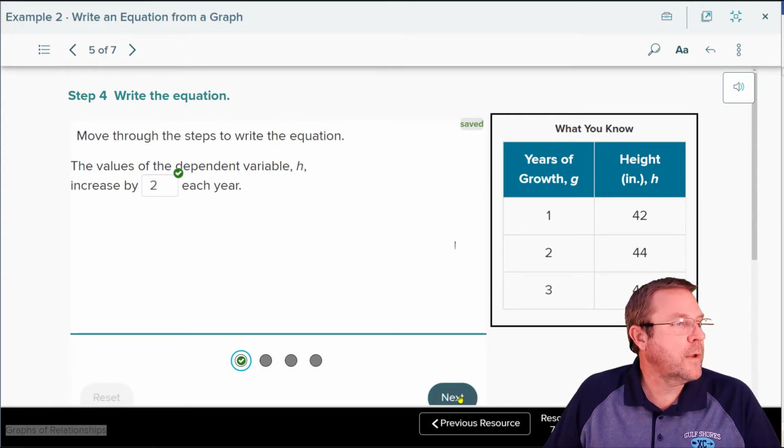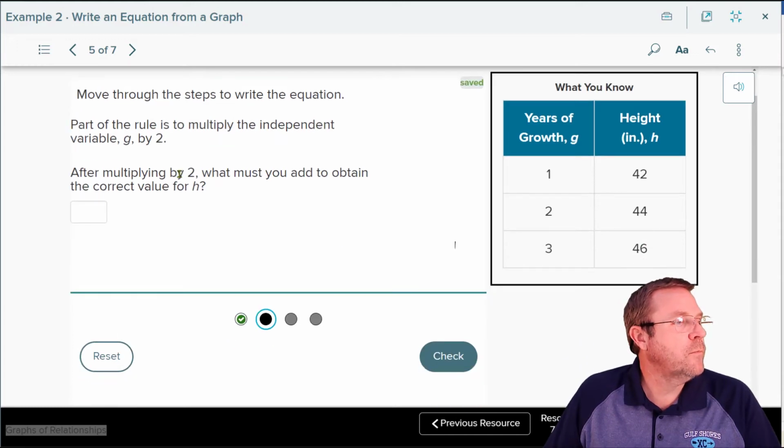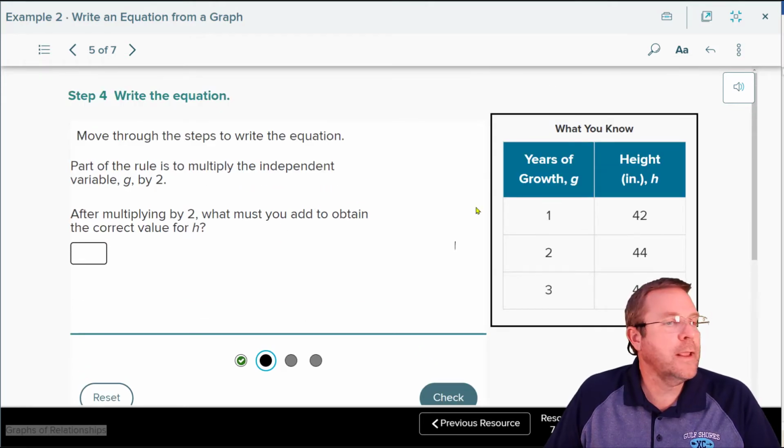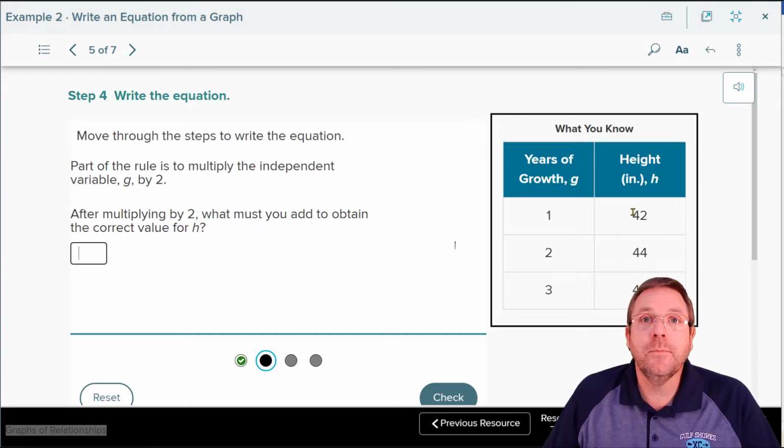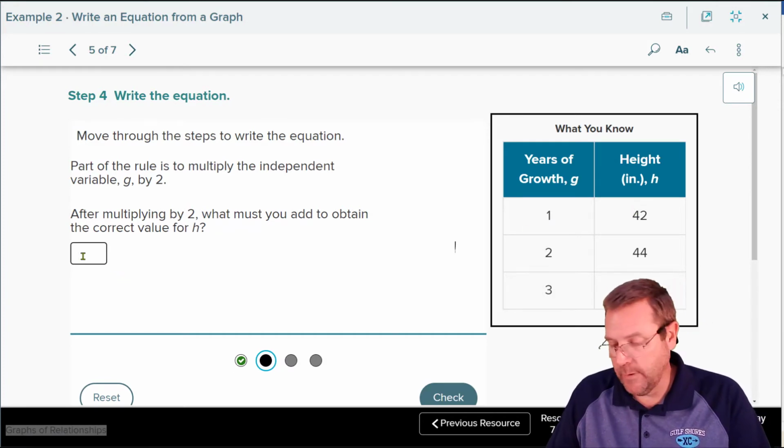So from there, that one checks. That means that after multiplying by 2, we're going to have to add to obtain the correct value for h. And so what are we going to have to add? So let's see here. 1 times 2, that's going to be 2. And then 2 plus what is 42? That's going to be 40.